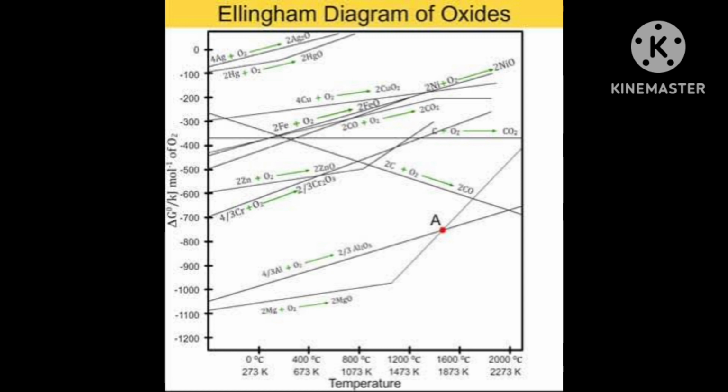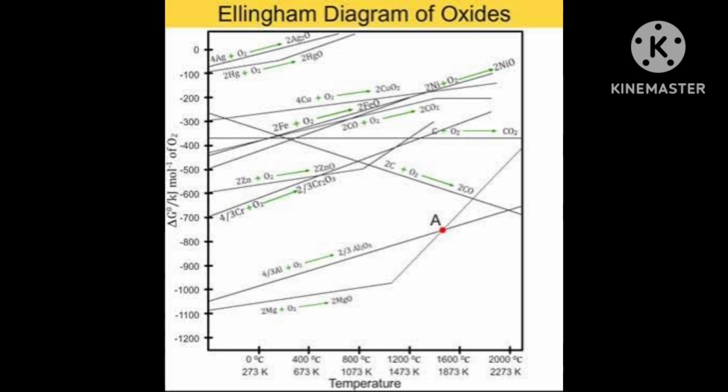One point will be there. Below that, delta G is negative, which means the oxide is stable. Above this point, MxO will decompose on its own, and below this point, it is negative, meaning stable. But above this point it will decompose on its own.